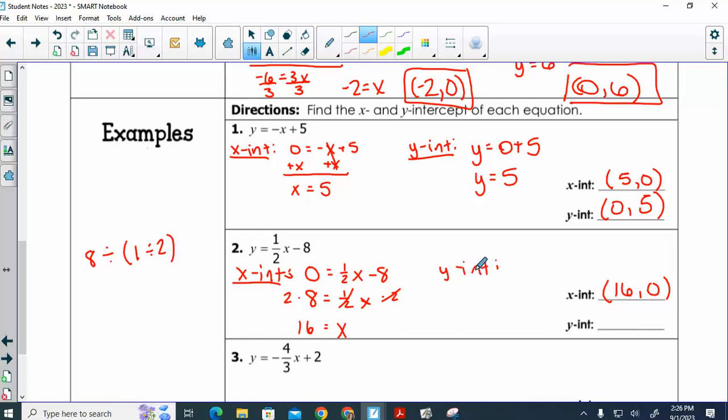Y-intercept, we plug in a 0 for the x, so we get y equals 1/2 times 0 minus 8. 1/2 times 0 is 0. We just get y equals negative 8. 0, negative 8.